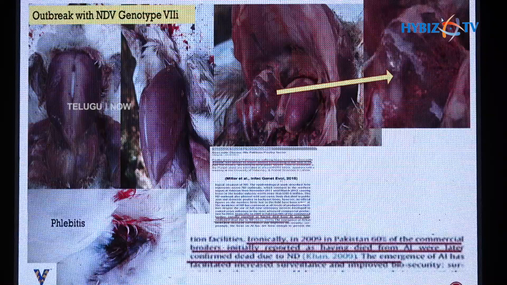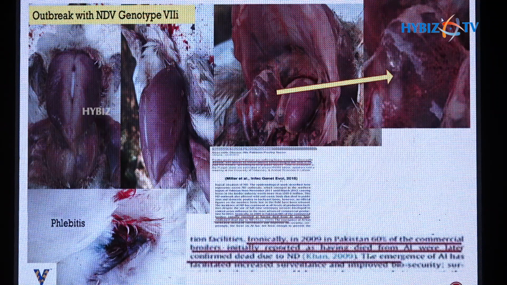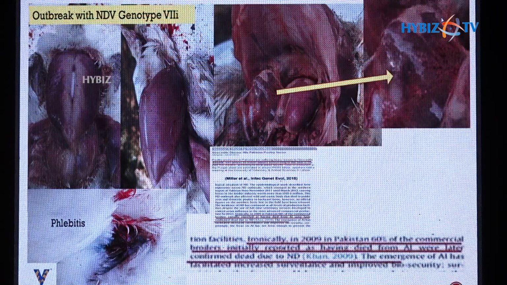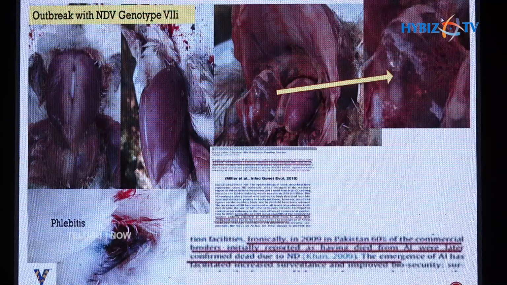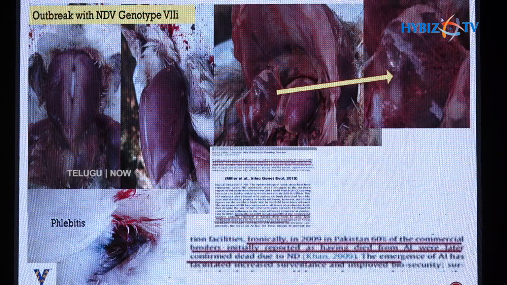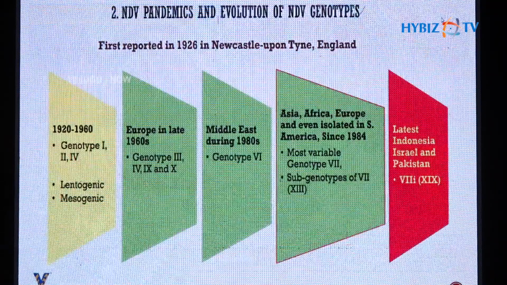You can see in the last couple of years they had a lot of problems in Pakistan, our neighboring country. In 2009, in Pakistan, almost 60% of the commercial broilers initially reported as having died from AI. They concluded it was AI, but later on they confirmed the deaths were due to Newcastle disease. This is what happened in Pakistan, which we need to be aware of.